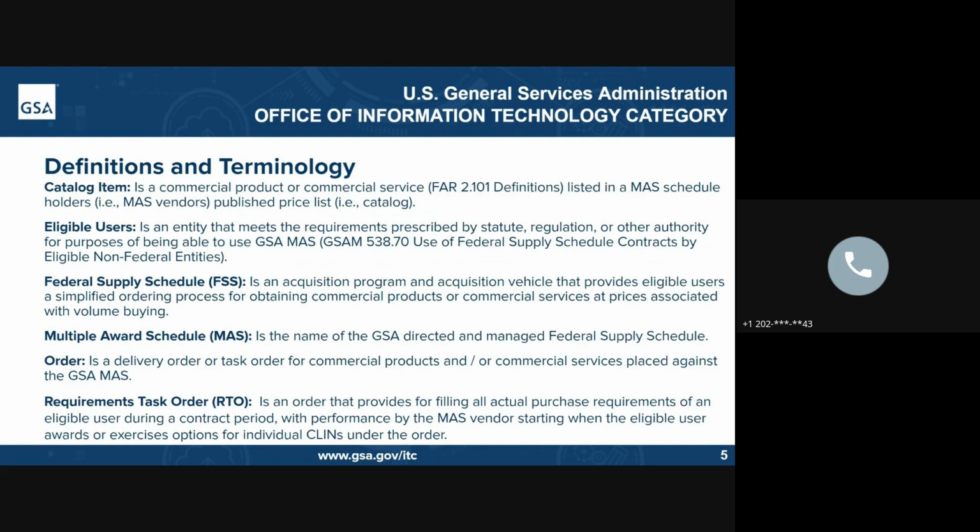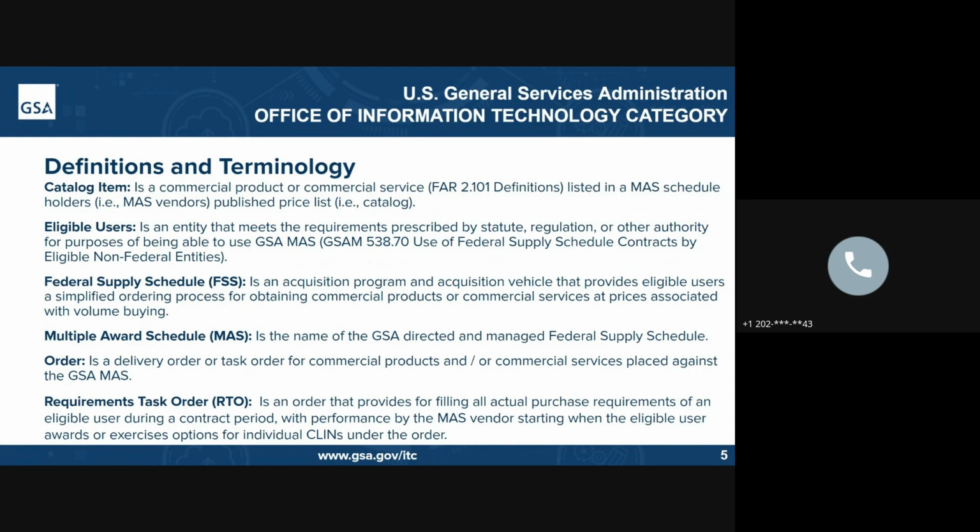All right, so Jonathan, before we dig into the guts of this, a lot of times the customers we engage with are very new to using GSA vehicles. So can you talk a little bit about some of the foundational concepts folks need to understand in order to understand how requirements task orders can be used on GSA vehicles?